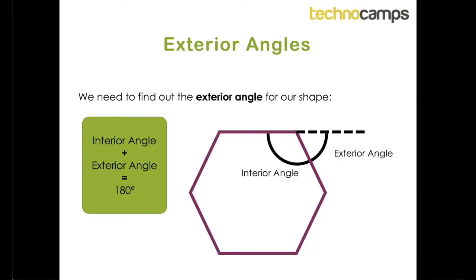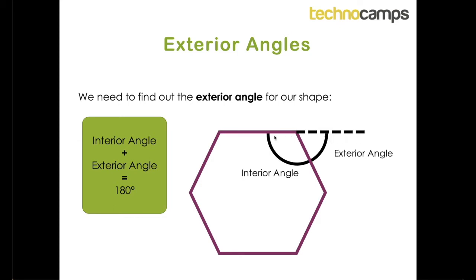Well, if you've got any regular polygon, and by regular, I mean every side is the same length, every interior angle is the same, and every exterior angle is the same. Now, in any regular polygon, the exterior angle is what you get if you imagine a side carries on longer and you measure the angle between the outside arm of the shape and this imaginary line here.